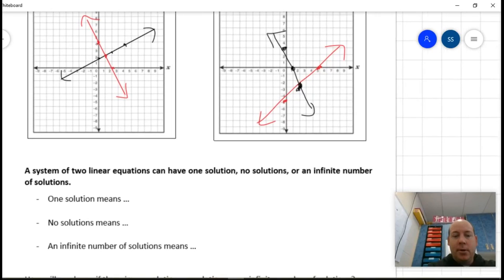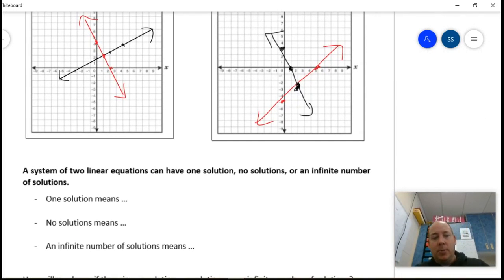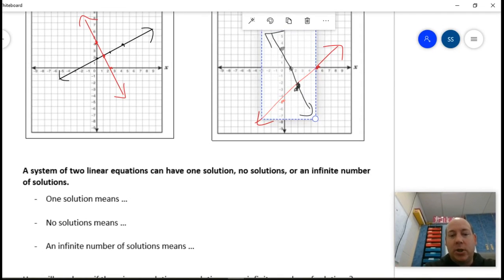Okay, now there's some special situations. A system of two linear equations can have one solution, right? We've seen a whole bunch of examples of that, one point of intersection. It can have no solution, or an infinite number of solutions. So let's think of what that means.